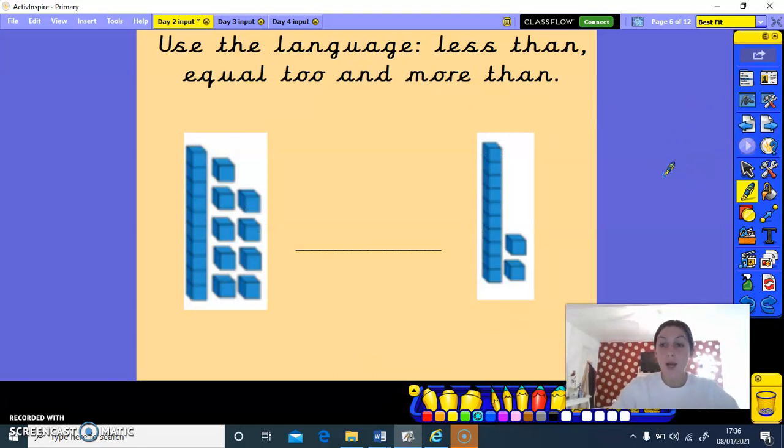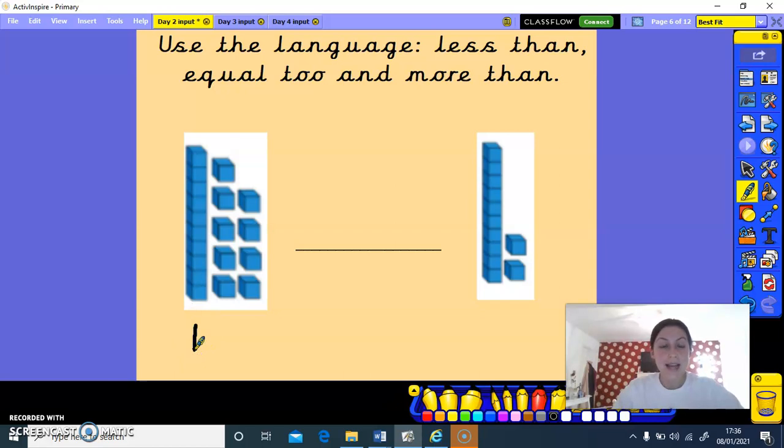Okay, so now I'm going to compare by using the language that we've used before. Again, I'm going to do my number underneath to make it really clear and help me work out which word I want to use. So I have got one lot of 10.